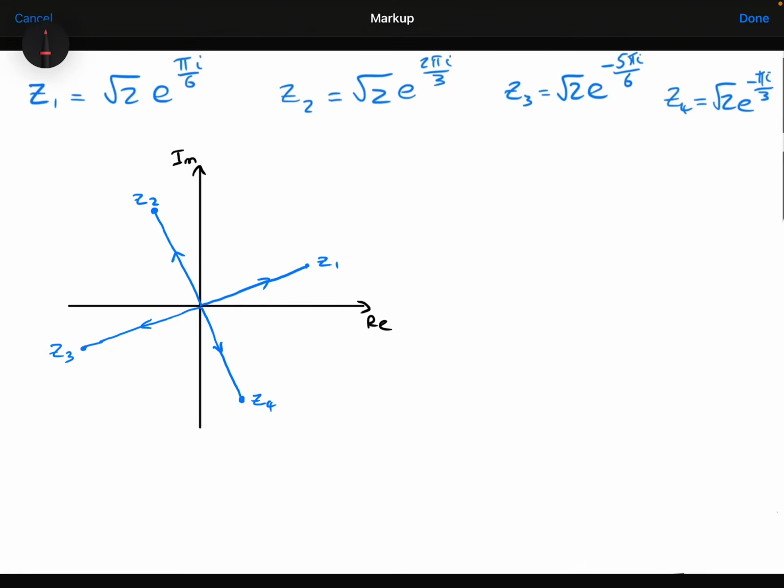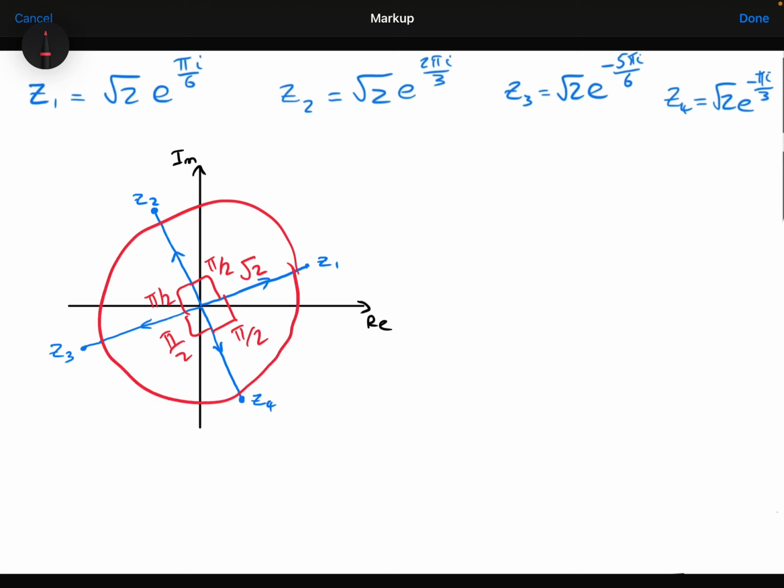Or, another way of thinking about it is we know this is root 2. We know that this is pi over 2 because we rotated by pi over 2 each time. Or again, you've got your 2 pi radians divided by 4.